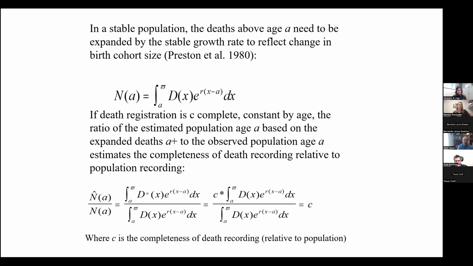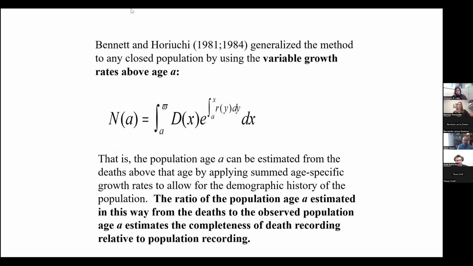But in most cases, we don't have a stable population, and then Bennett and Horiuchi generalized the method to any closed population, using the variable r method. So we can estimate the population at age A from the deaths above that age, and we just adjust it by the growth rates that we obtain from the two censuses, and this will consider the changes that are happening in the population over time. Then we do the same comparison. We compare the population at age A that we estimated from the death counts to the observed population from our census, and this ratio will give us the level of completeness.